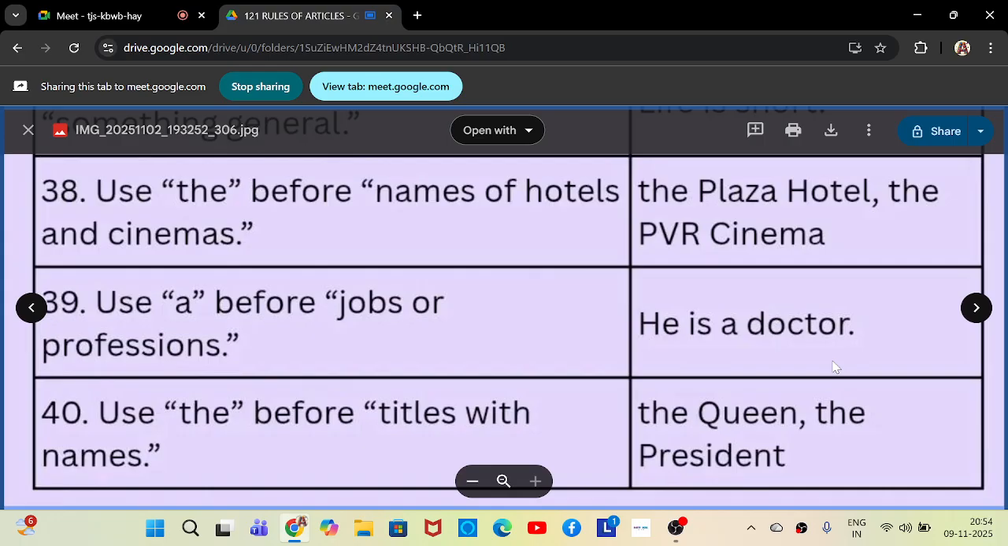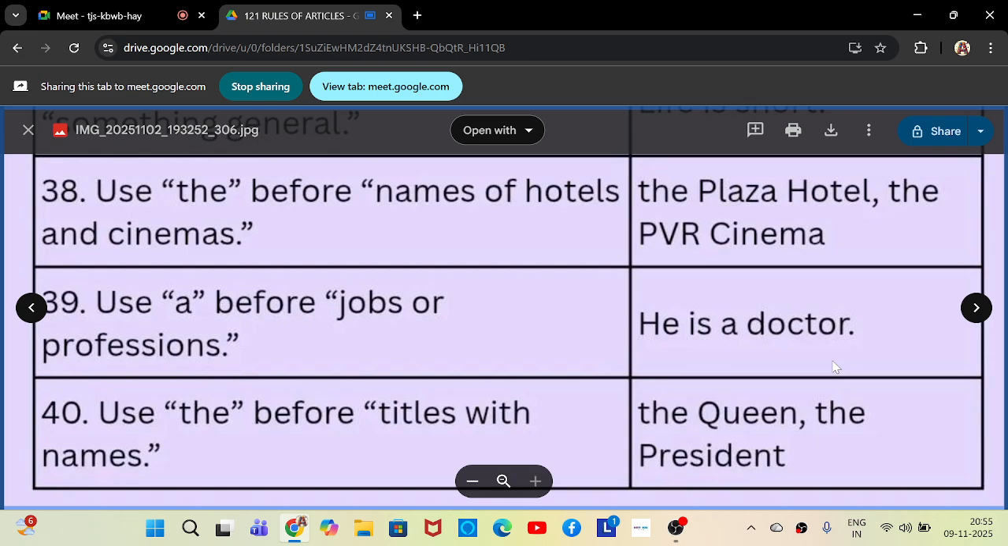An is also correct. If it is architect, how will you say? She is an architect. Very good. Those who studied architecture are called architects.